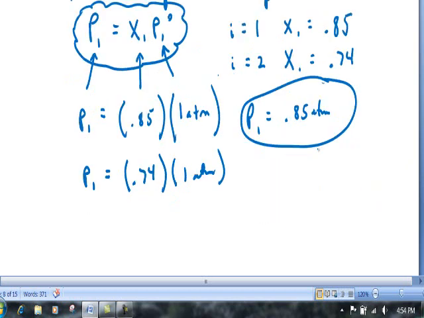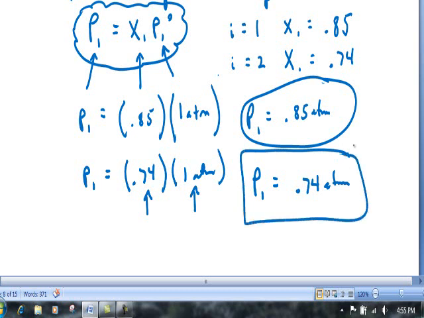Repeating the calculation now for our solute when i equals 2, we have that our mole fraction of solvent is 0.74. The vapor pressure of pure solvent is 1 atmosphere. So the vapor pressure of the solvent particles that can become gaseous over the solution would be only 0.74 atmospheres.